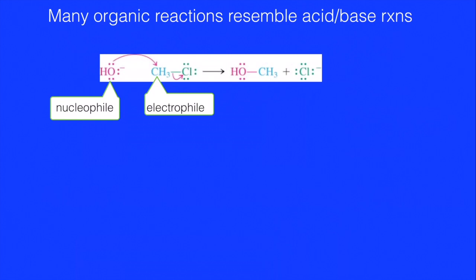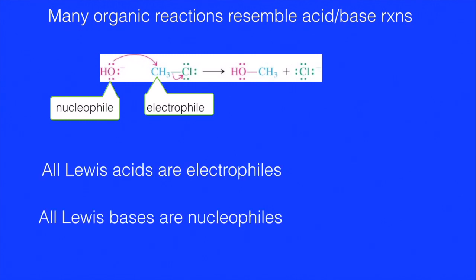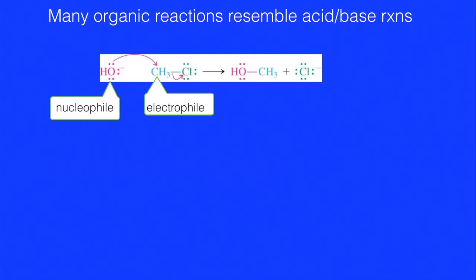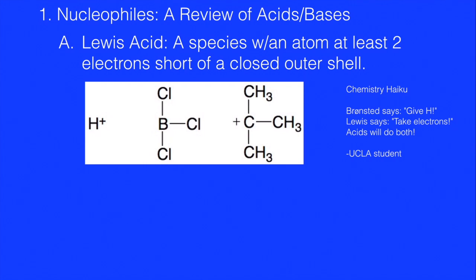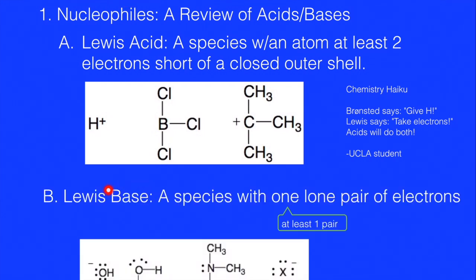So let's use this idea of acids and bases to help us understand better what nucleophiles are and what electrophiles are. Many organic reactions, including the SN2 reactions that we're going to talk about in this chapter and the nucleophilic reactions, really resemble an acid-base reaction. We talked on the last slide about Lewis acids and bases and what nucleophiles are. I just wanted to point out that we're talking about nucleophiles, and the Lewis base really is a good nucleophile.